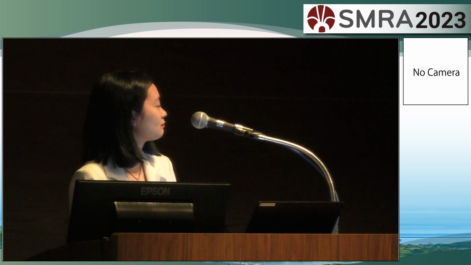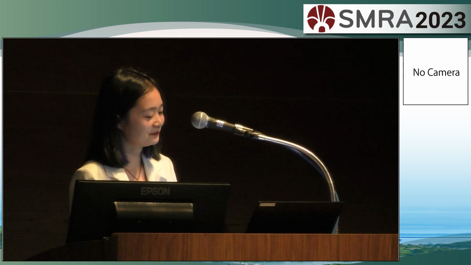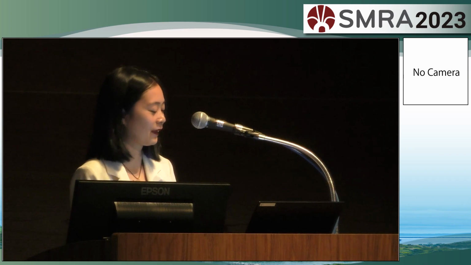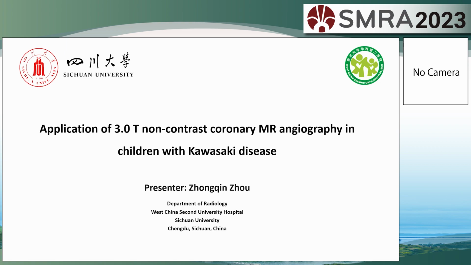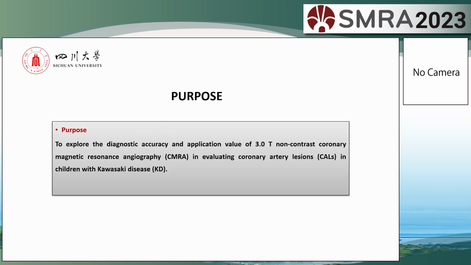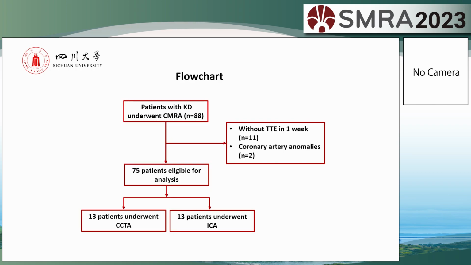The power pitch will be application of 3T non-contrast coronary MR angiography in children with Kawasaki disease. The presentation is application of 3T non-contrast coronary MR angiography in children with Kawasaki disease. This study aims to explore the diagnostic accuracy and application value of 3T non-contrast CMRI in evaluating coronary artery lesions in children with Kawasaki disease.